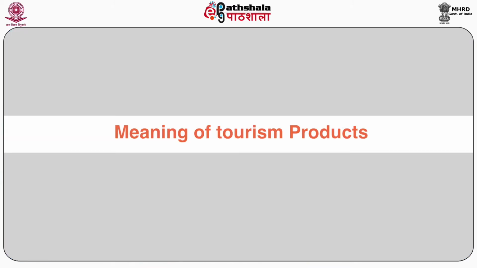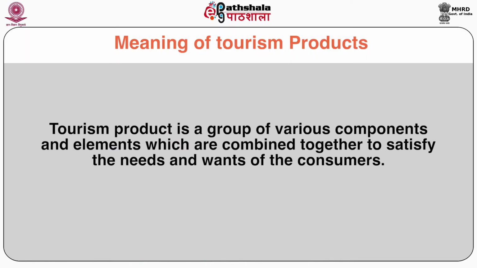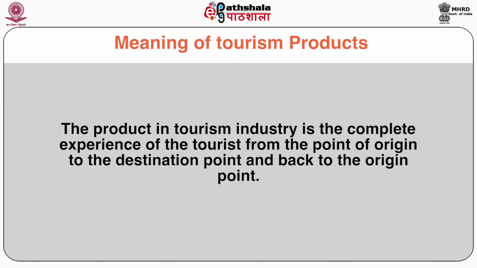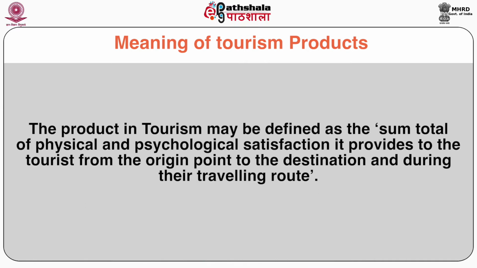Let us now discuss the meaning of tourism products. Tourism product is a group of various components and elements which are combined together to satisfy the needs and wants of consumers. The product in the tourism industry is the complete experience of the tourist from the point of origin to the destination point and back to the origin point. The product in tourism may be defined as the sum total of physical and psychological satisfaction it provides to the tourist from the origin point to the destination and during their traveling route.